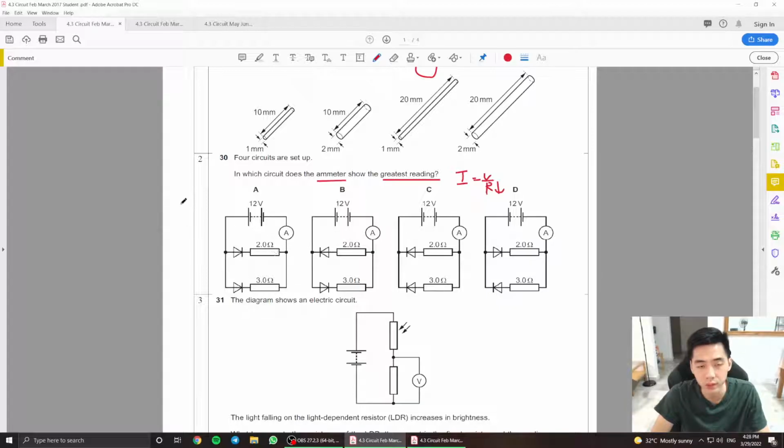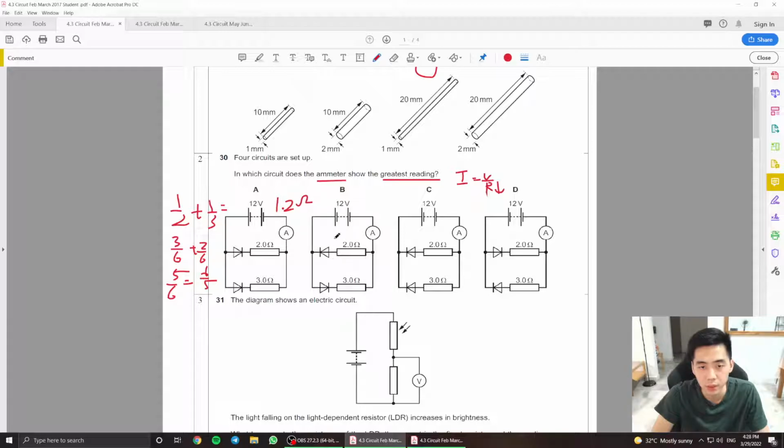Looking at the resistance here, it is 1 over 2 plus 1 over 3, right? Which is going to be 3 over 6 plus 2 over 6 here, which will be 5 over 6. Which will be 6 over 5 because this is only 1 over RT, right? The total resistance here is 1.2 ohms.